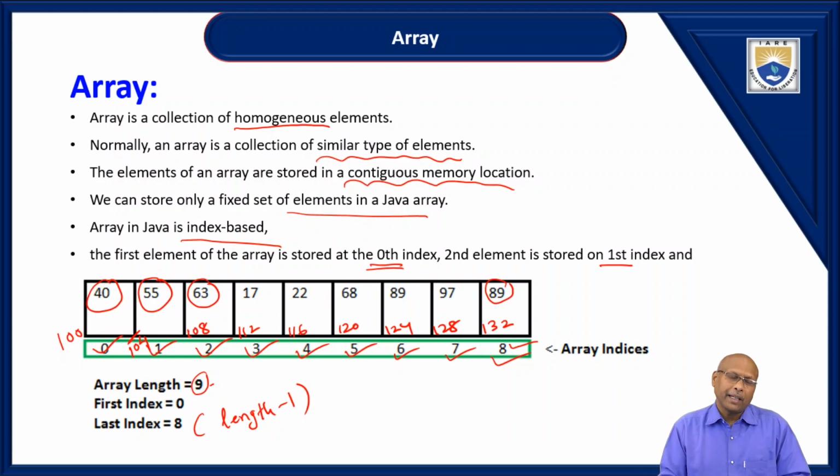Sometimes even in the exam they may ask, if the starting address is 1000, then what is the next address of the integer array? If the starting address is 1000, the next address will be 1000 plus 4. The next will be 1000 plus 4 plus 4. That means every element requires 4 bytes, so you add 4 each time to get the next address.